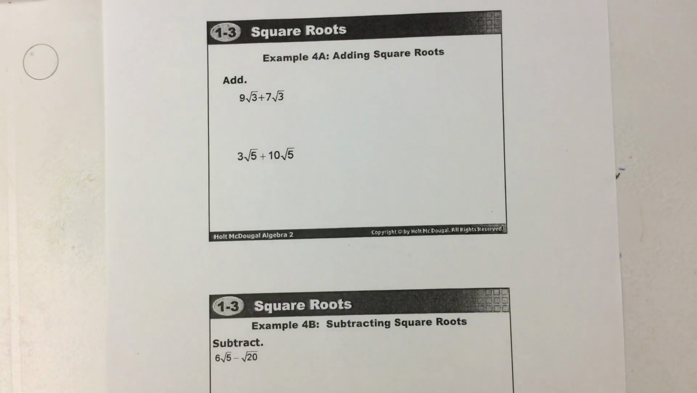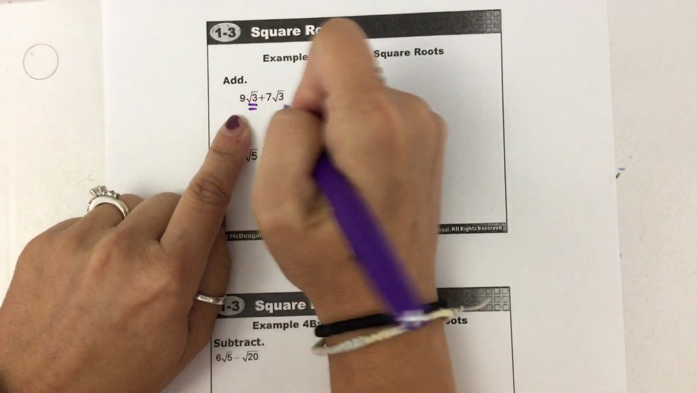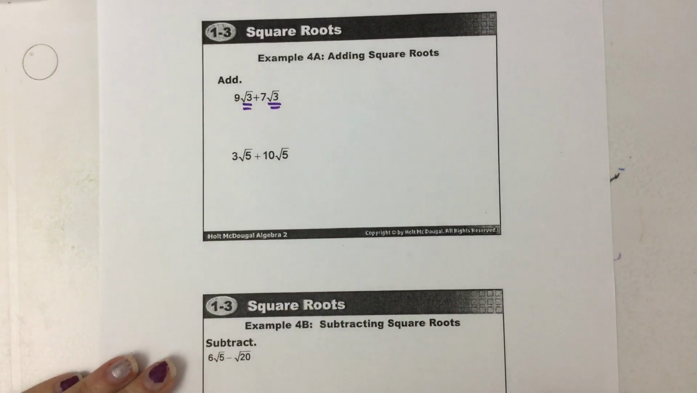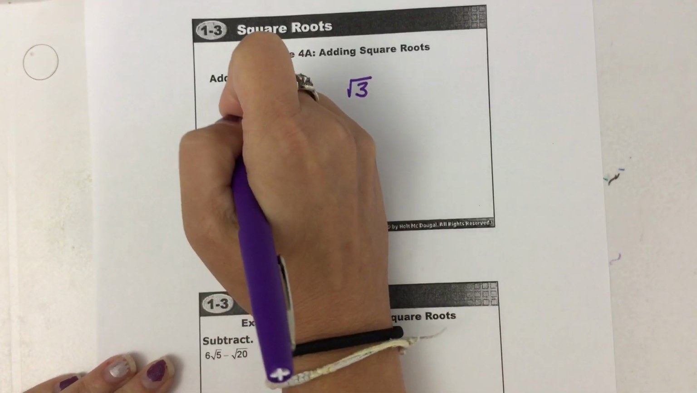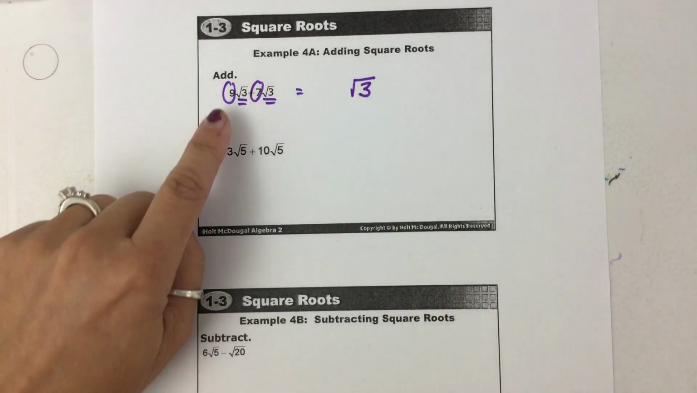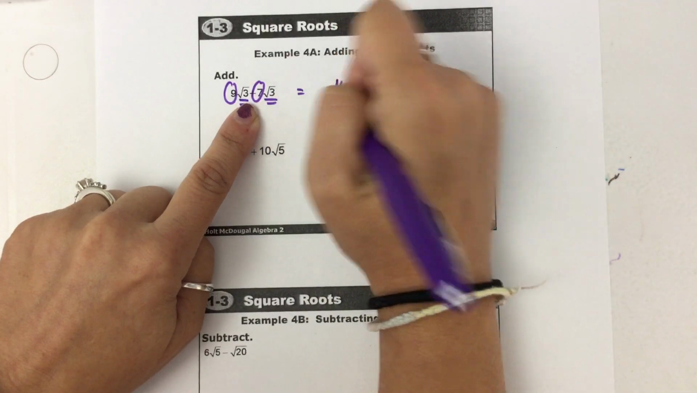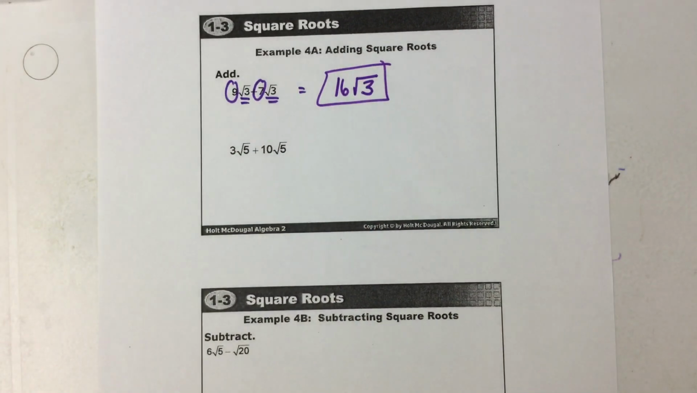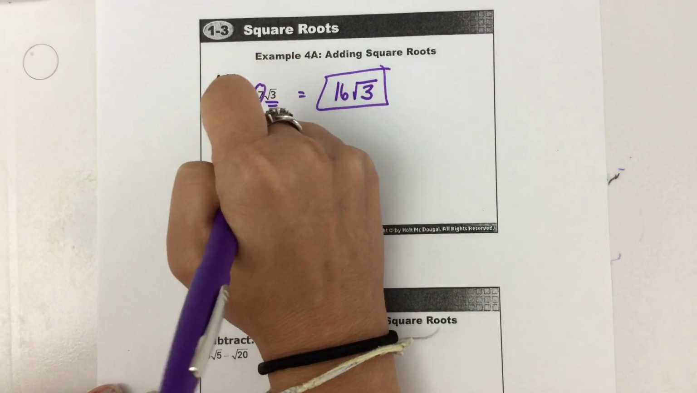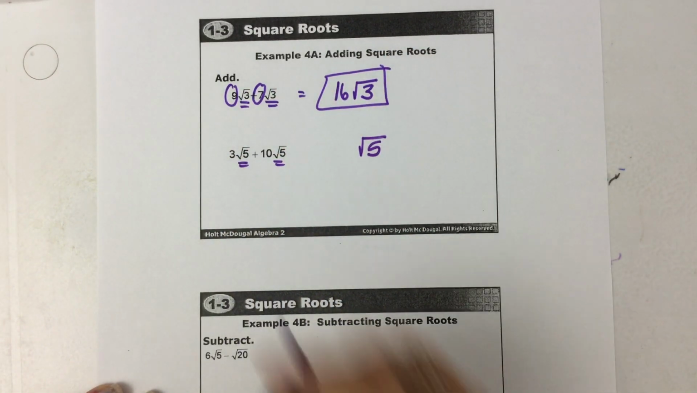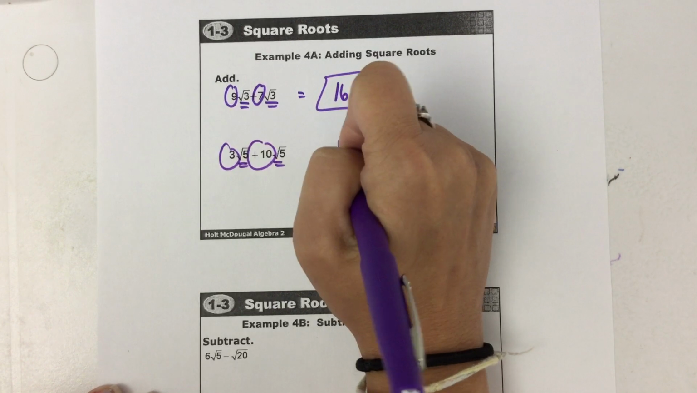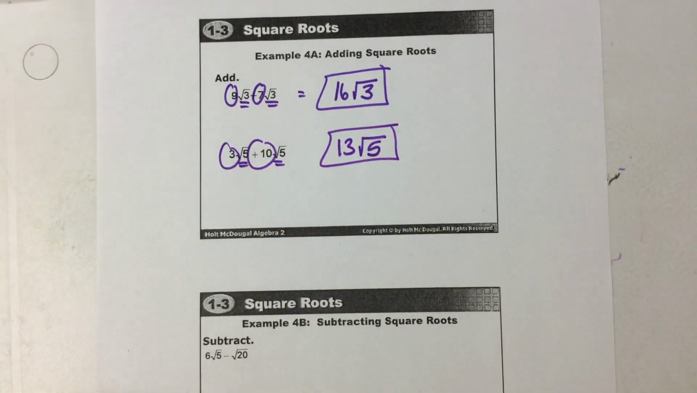Okay, let's go ahead and look at this. This is a square root of 3. This is a square root of 3. So I can combine them, but you do not change the square root of 3. What you add are the numbers in front. 9 plus 7 is 16. Your answer is 16 square roots of 3. This is a square root of 5. This is a square root of 5. The square root of 5 does not change. 3 plus 10 is 13.